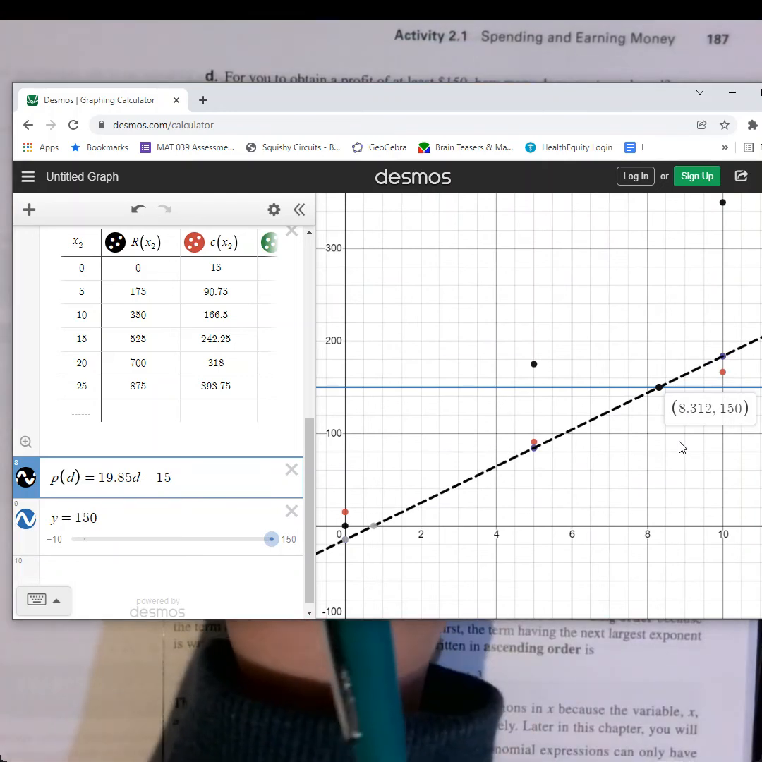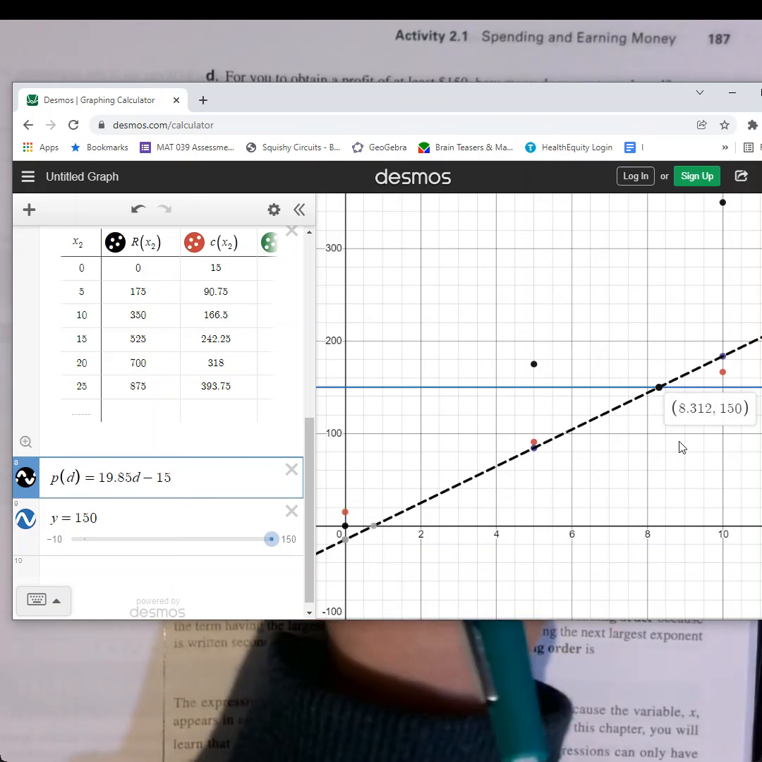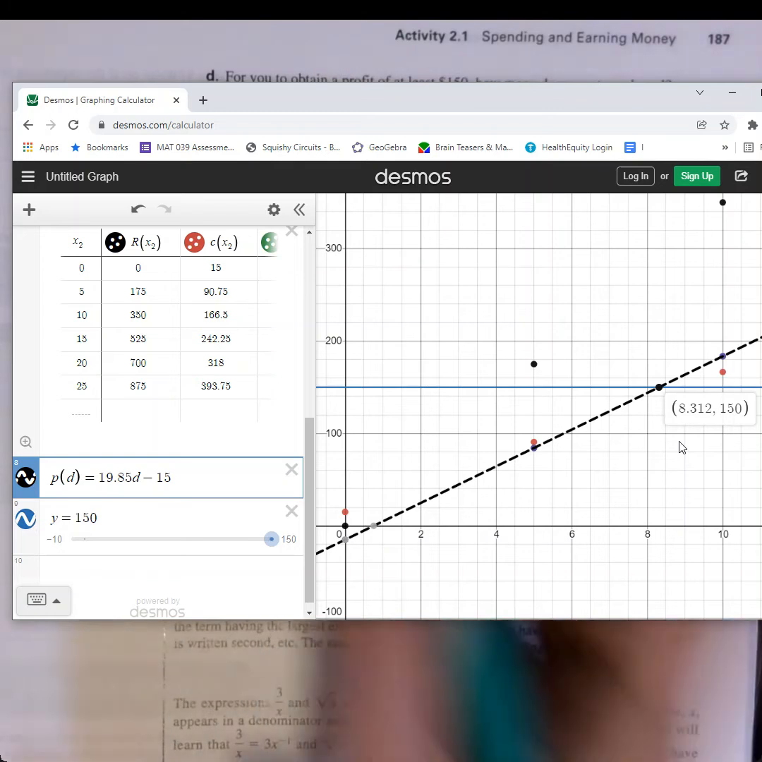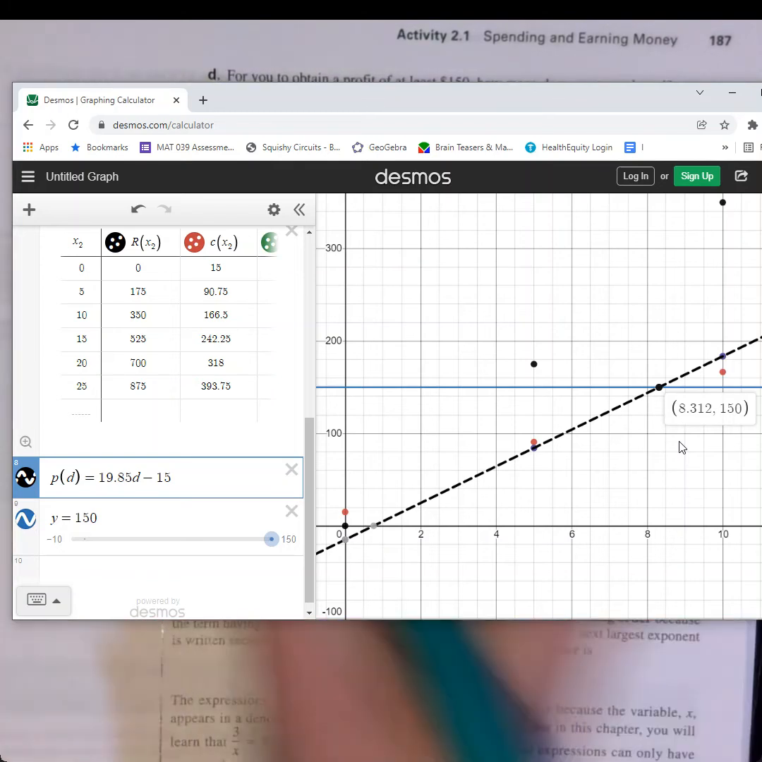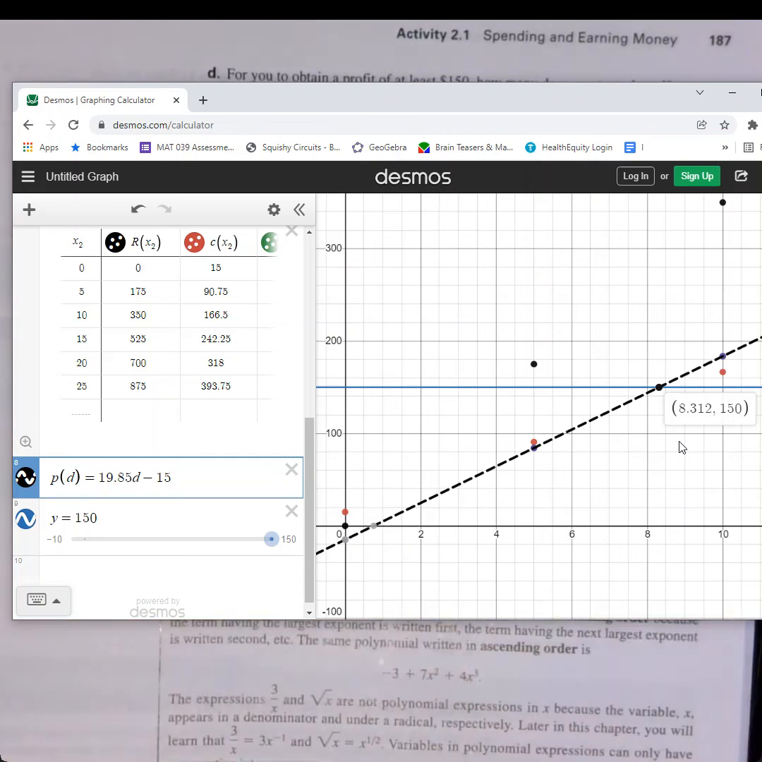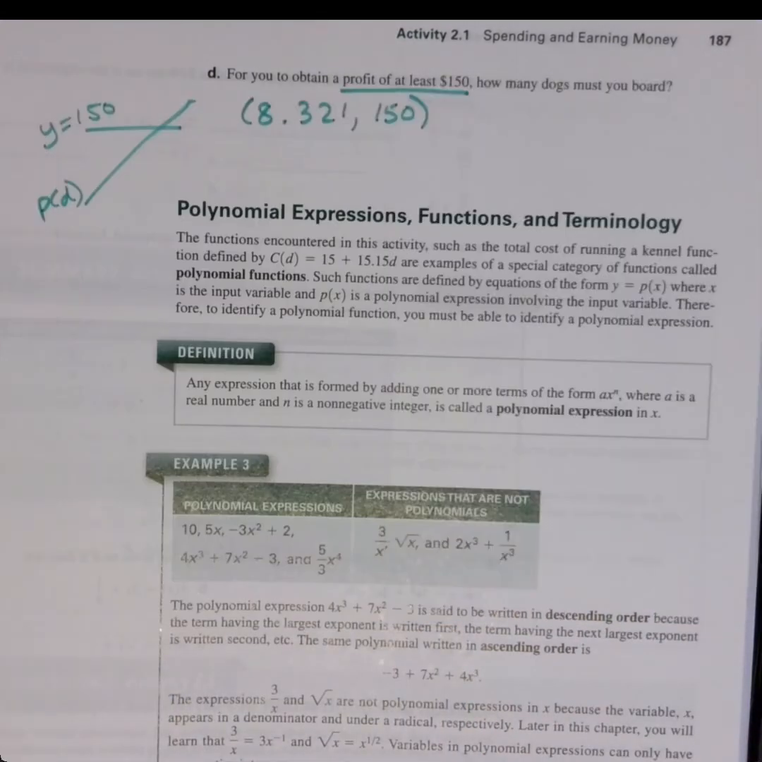So my intersection point is 8.321, 150. When I intersect this with y equals 150, we move the decimals back out of the way. I just drew a little sketch right there with my ordered pair.